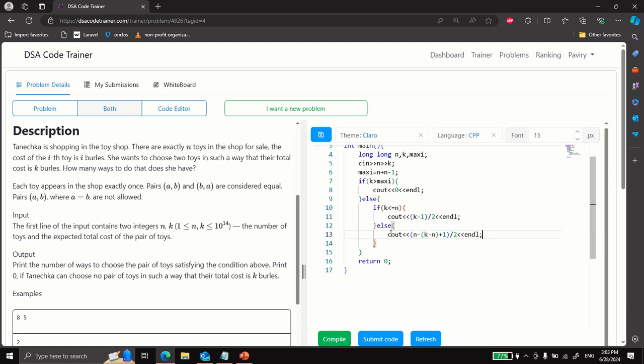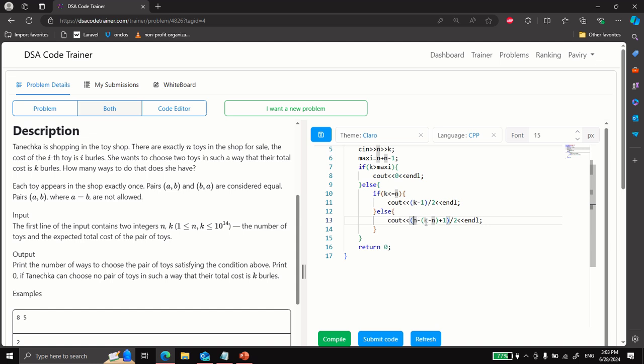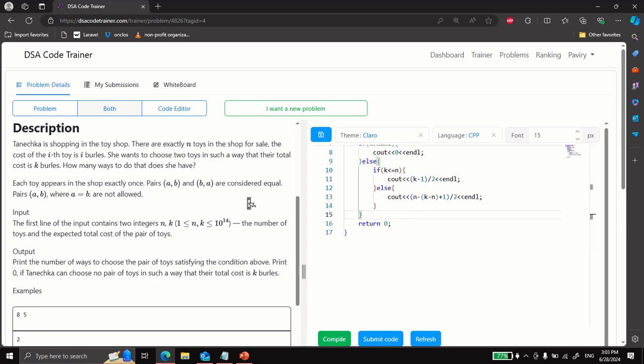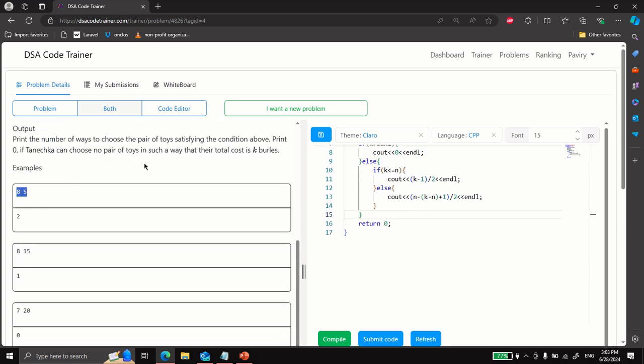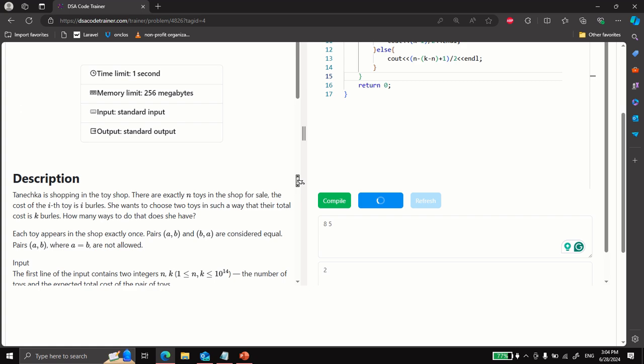So let's just confirm that we have everything, and this is going to be our solution. So let's test if it's right. Okay, so let me test with the latest test case. Okay, so let's send it.